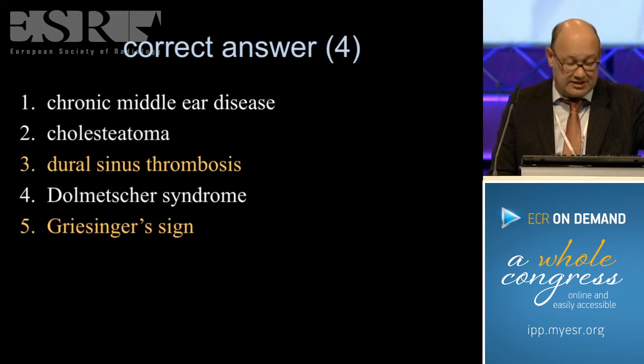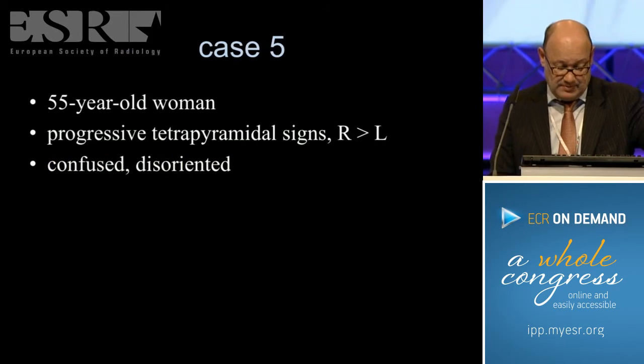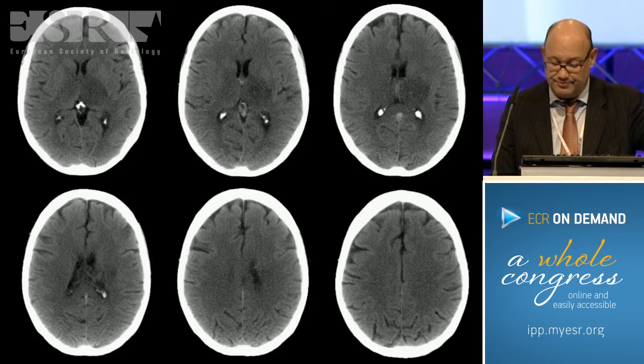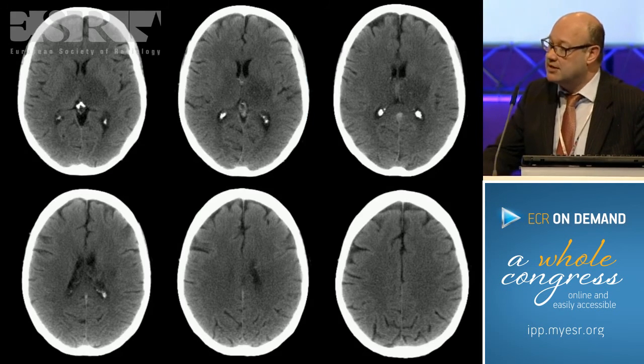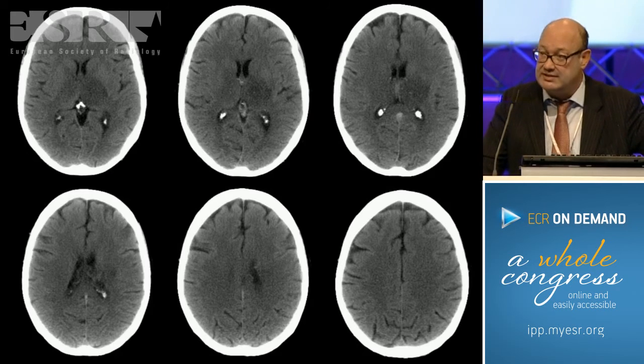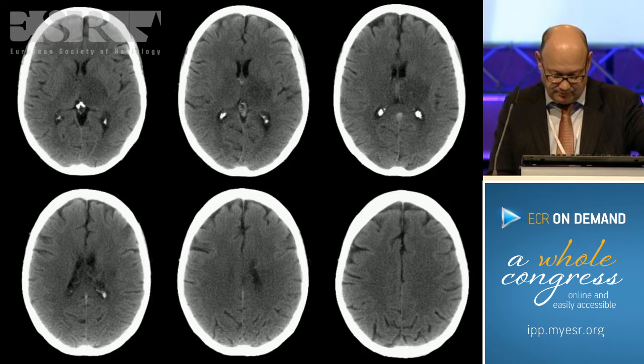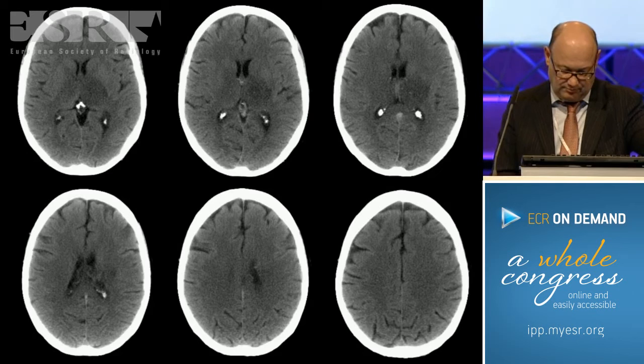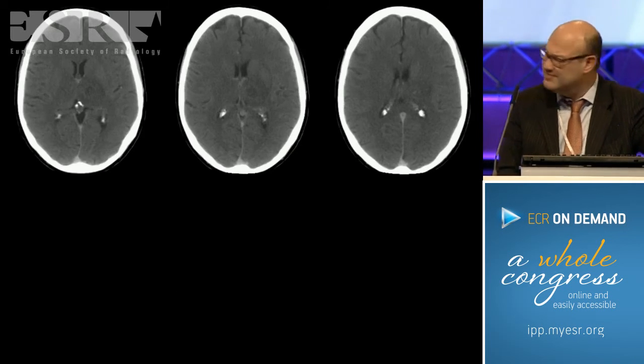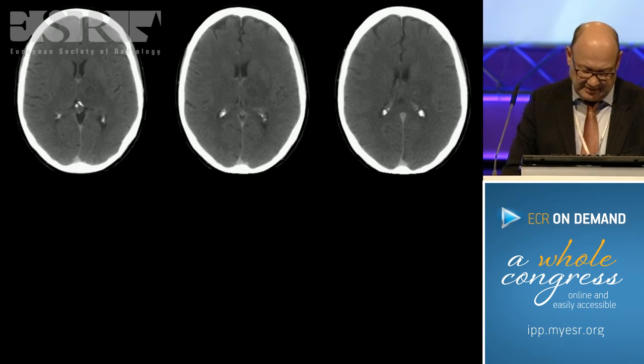Okay, let's move to the next case. A 50-year-old woman, progressive tetrapyramidal signs, more pronounced at the right-hand side. The patient is confused and disoriented. This is the CT scan that was performed in the acute phase in this patient. After contrast.